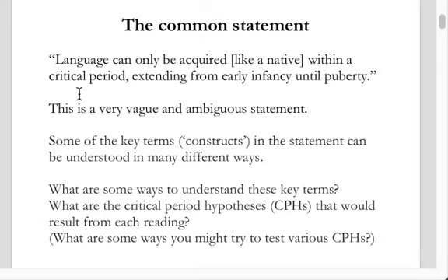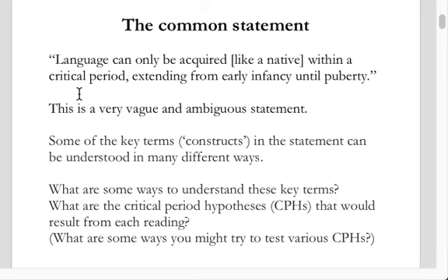Then there's this term "can only be acquired like a native." And I put "like a native" in there because I impute that to both Lenneberg and Johnson and Newport's paraphrase of him. It's clear that they're preoccupied not with the ability to learn a foreign language, but the ability to learn a language like a native speaker of that language. And of course, this is already pretty problematic, because every native speaker is going to be slightly different.